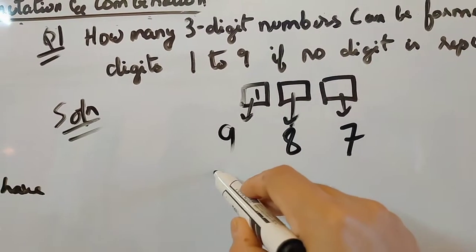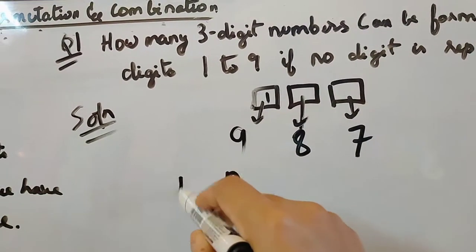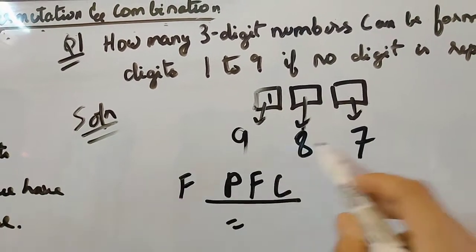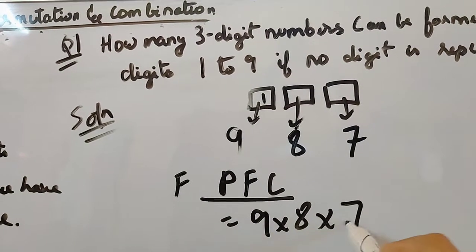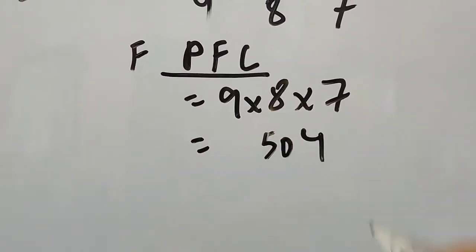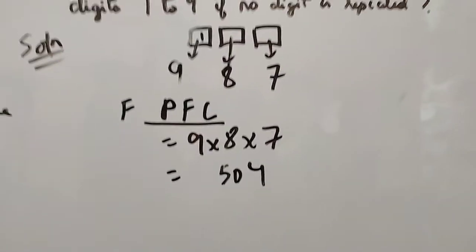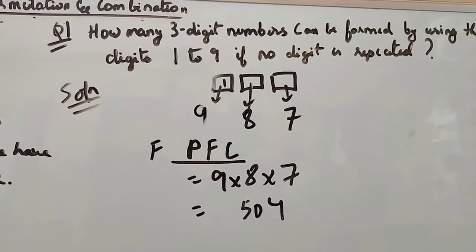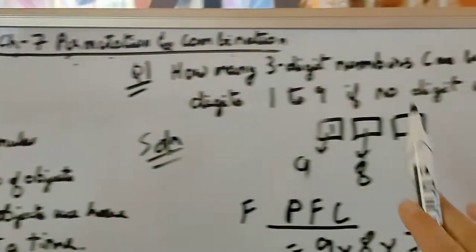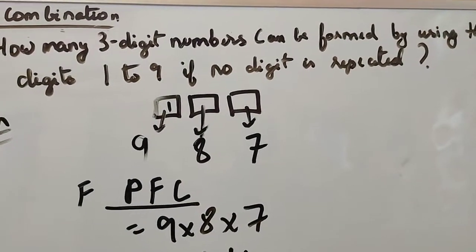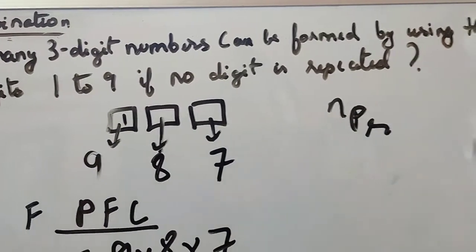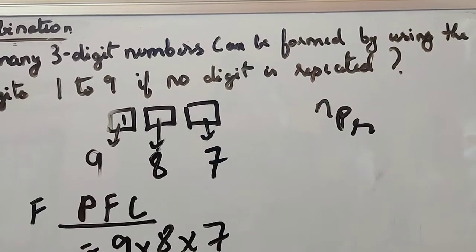From the principle of fundamental counting, you multiply all these 3: 9 into 8 into 7. The answer is 504. Now to make it shorter and easier, you can use the permutation formula, as repetition is not allowed. No digit is repeated, so I can use the nPr formula. Now n is your total number of objects.